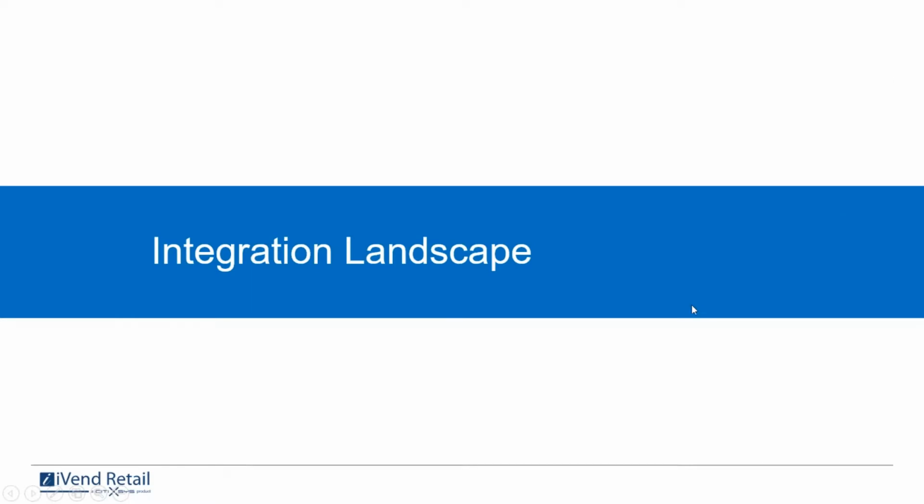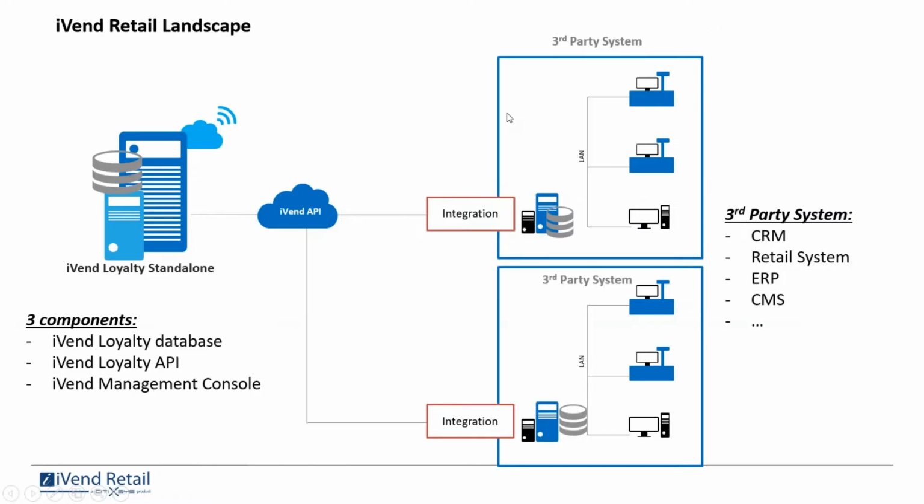And let's have a look at the system landscape, how the system is designed. So basically for the iVend Loyalty Standalone, we have only 3 components. We have an iVend Loyalty database. Actually this database and the iVend Retail database have the same structure, it's just a different license. So we use the core system of iVend, the loyalty core, for the iVend Loyalty Standalone. And we have an API. The API is running on IIS as a web service, so you can connect from the third party through the API and post data into the Loyalty Standalone system.